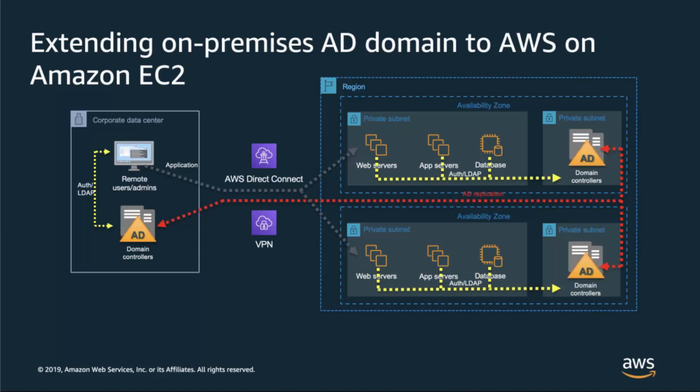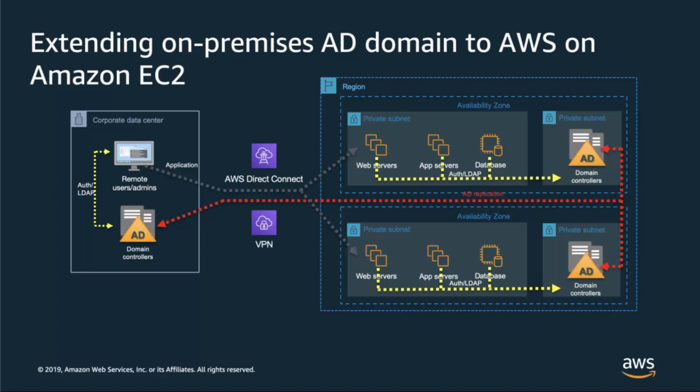The red dotted line you see here is the AD replication. So this is the native AD replication that happens between all domain controllers in your Active Directory environment. So that continues to exist no matter where your domain controllers are, whether it's in the corporate data center or it's on AWS.